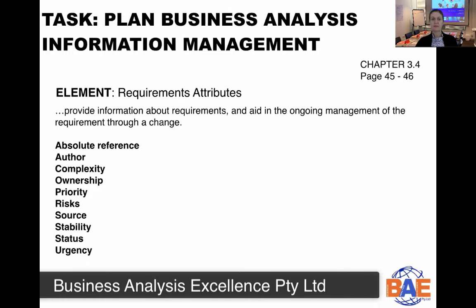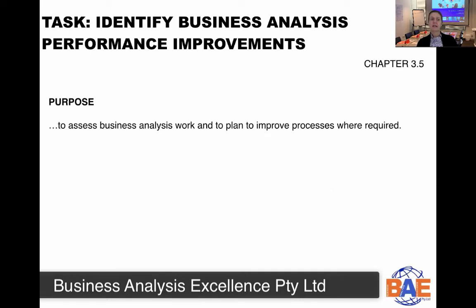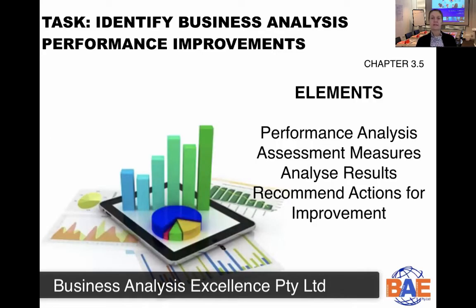All right, so let's move now to the very last task within the business analysis planning and monitoring knowledge area. So this is about identifying business analysis performance improvements. The purpose of this task is to assess the business analysis work and to plan to improve processes where required. So the elements that they've identified here for us, it's about doing some performance analysis, assess the measures that we've used, analyze the results we've gained, and recommend ideas or actions that we can take to improve.